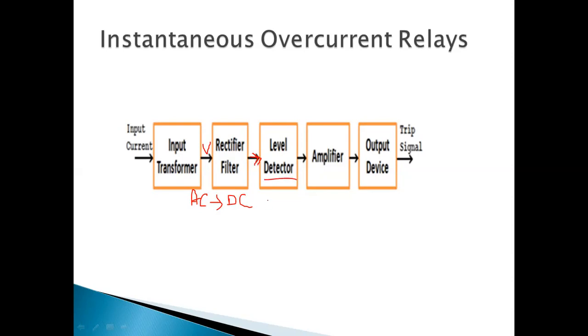Okay, so here some value of current is set, that is called the pickup current. So if this input current is less than the pickup value, if any fault is occurring but its value is less than the pickup value, then your relay will not operate here.